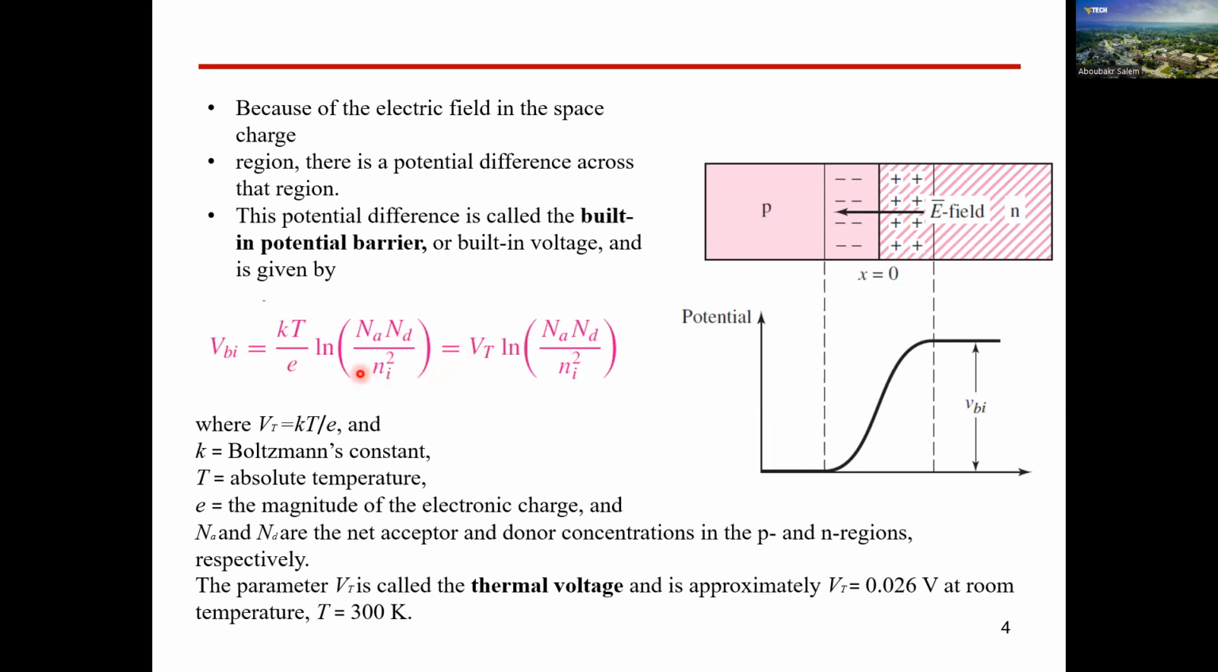Since this is KT divided by E, all of these are considered constants at room temperature. So let's say this is going to be Vt. Vt is called the thermal voltage, guys, because it depends on the temperature. So the thermal voltage times Ln of Na Nd divided by Ni squared. This is called the barrier voltage.